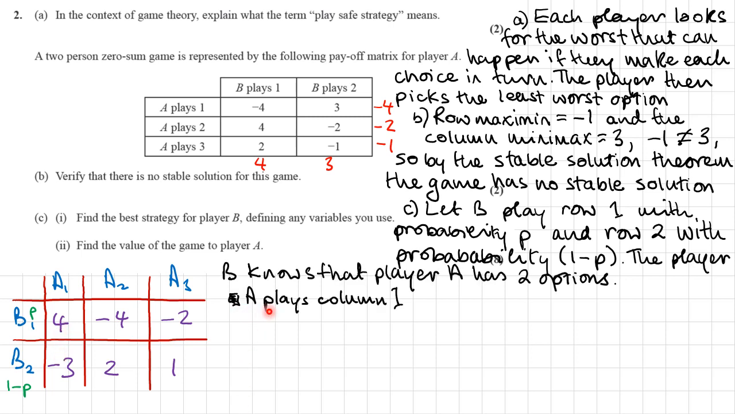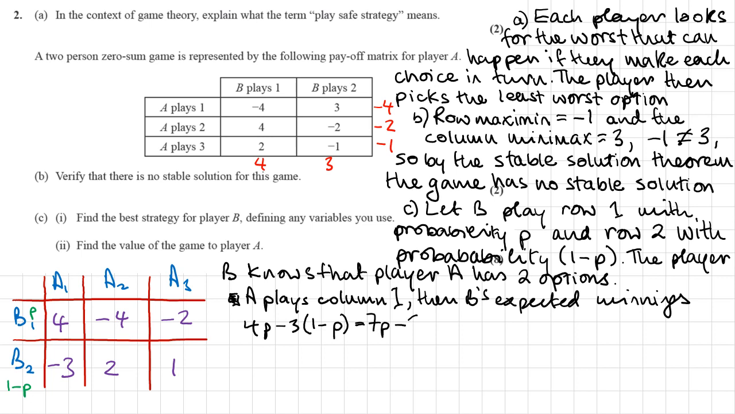Well, if A plays column number 1, then B's expected winnings are, let's write those down, they're going to be in terms of P. So 4P, minus 3 times by 1 minus P. So 3 times by 1 minus P. We'll simplify that, and that becomes 7P minus 3.